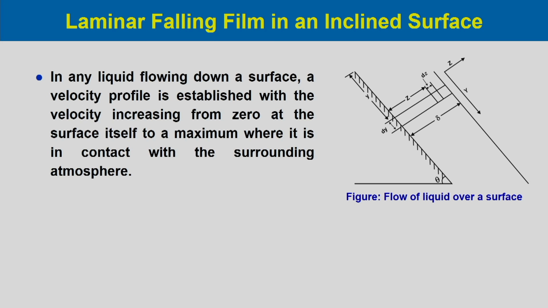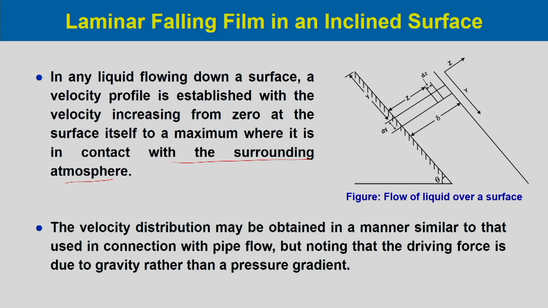In any liquid flowing down a surface, a velocity profile is established with the velocity increasing from 0 at the surface itself to a maximum where it is in contact with the surrounding atmosphere. This we have already discussed. The velocity distribution may be obtained in a manner similar to that used in connection with the pipe flow.